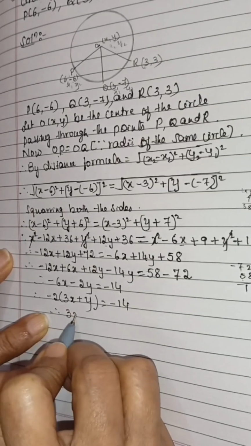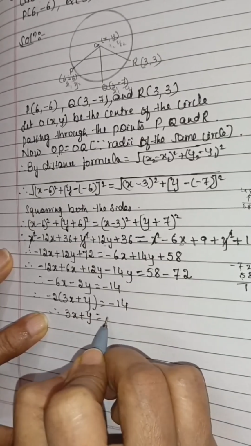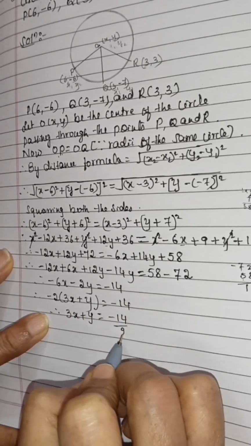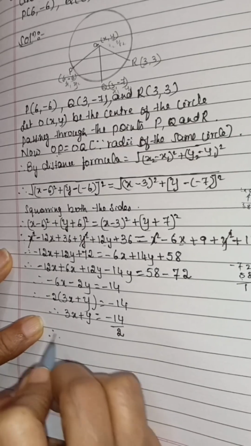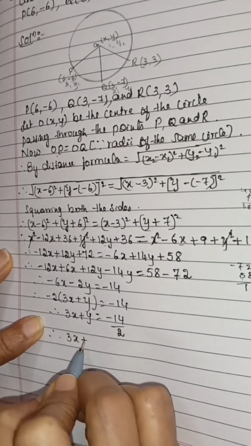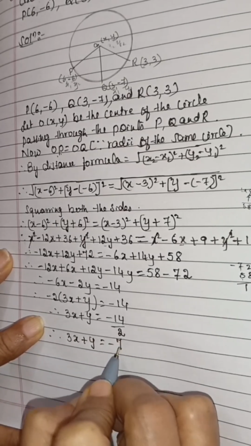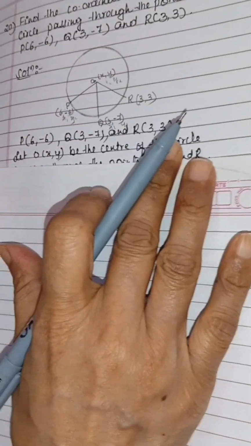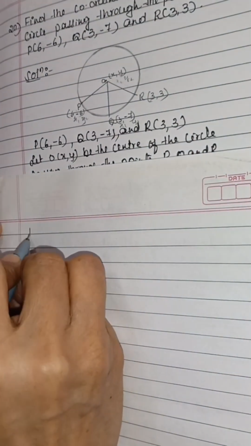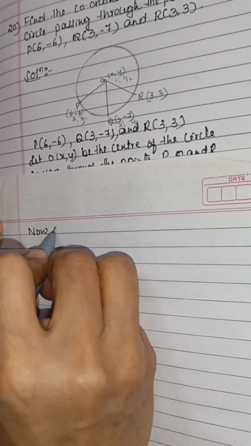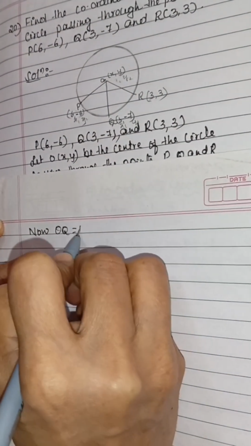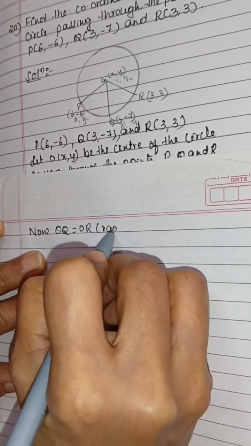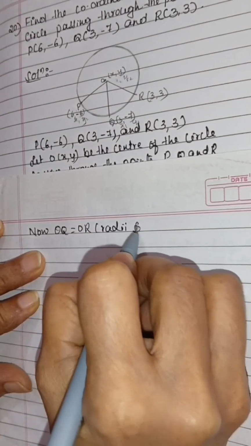Therefore 3x plus y equal to minus 14 divided by 2, that is 3x plus y equal to minus 7. Let this be equation number 1. Now OQ equal to OR, because they are the radii of the same circle.